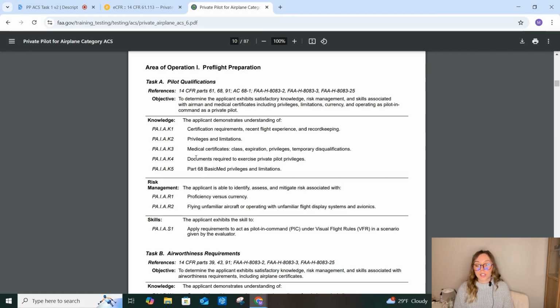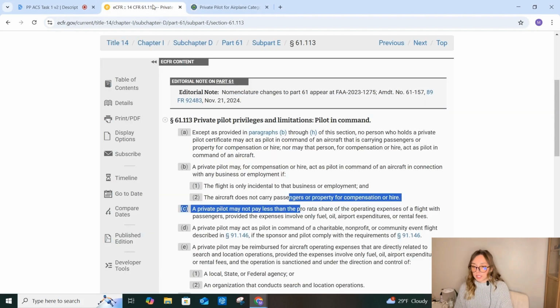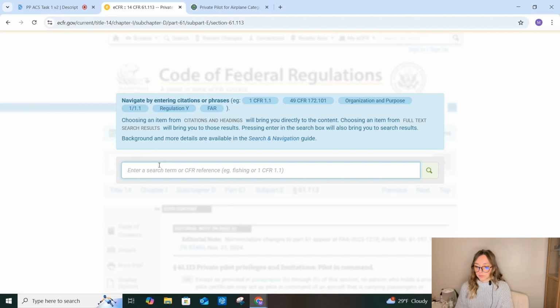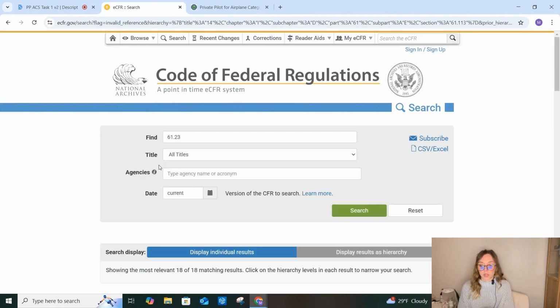You can have a certain medical certificate with different privileges. So you can have a first class medical certificate, time could pass, and the thing that you are allowed to do is access third class medical privileges. It is dependent on your age. So if you are under 40 or over 40, and I will go into them. So that is 6123. And then we'll talk about basic med.